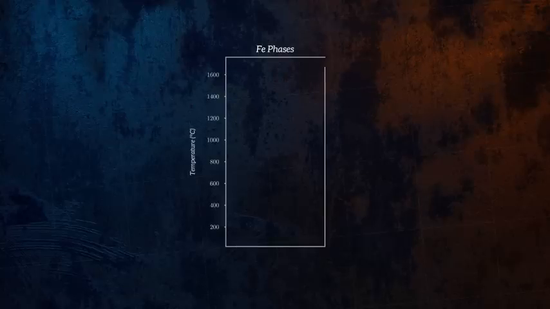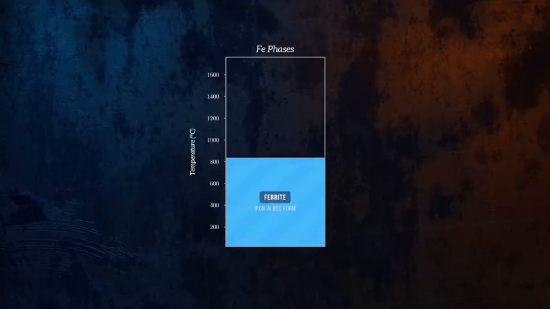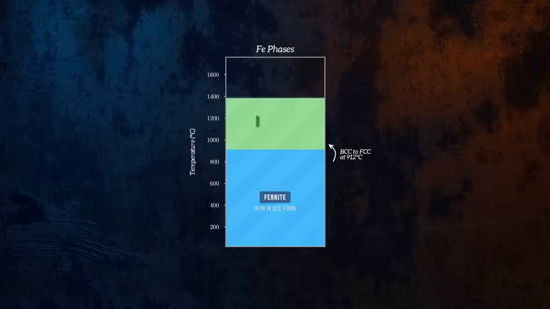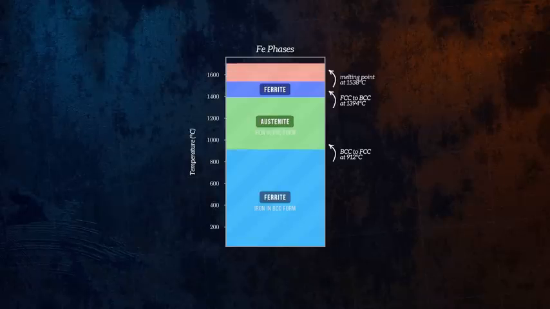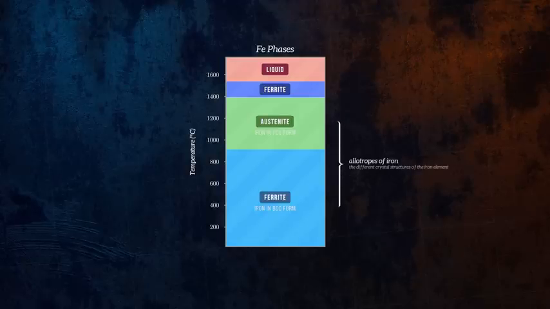Pure iron goes through several phase transformations with changes in temperature. Below 912 degrees Celsius, it's in BCC form, which is called ferrite. Above 912 degrees, it changes from BCC to FCC, which is called austenite. It then changes back to BCC at 1394 degrees, and the melting point is at 1538 degrees, so above that, it's a liquid. The different solid phases are called allotropes of iron, and for convenience, a Greek letter is assigned to each one.